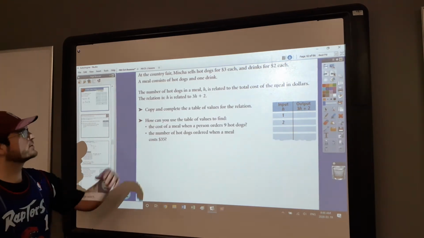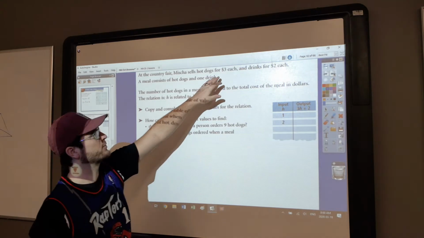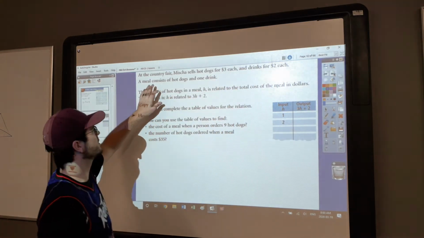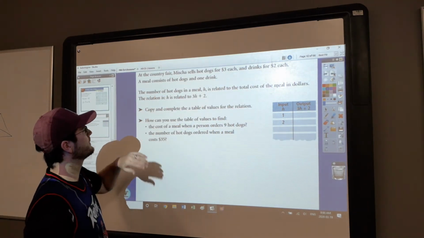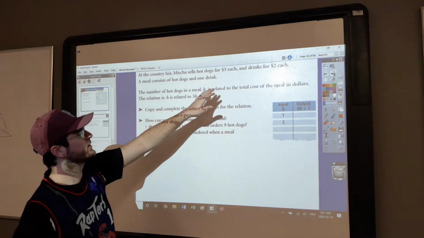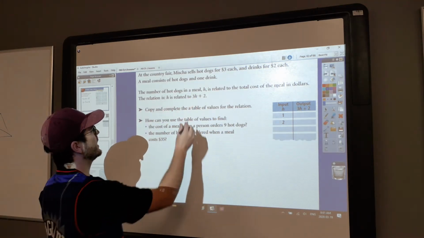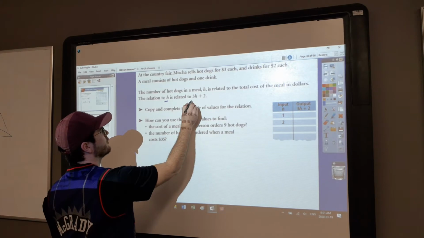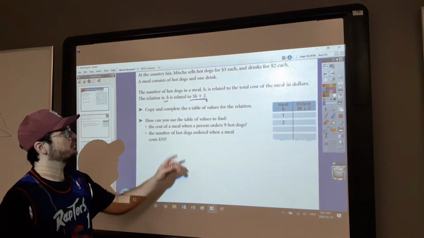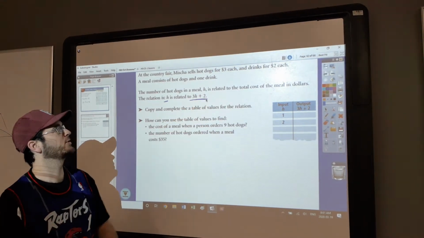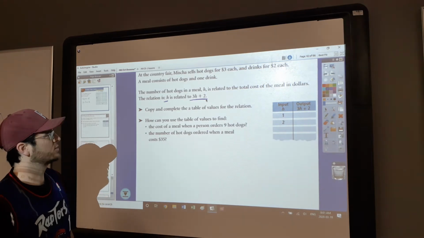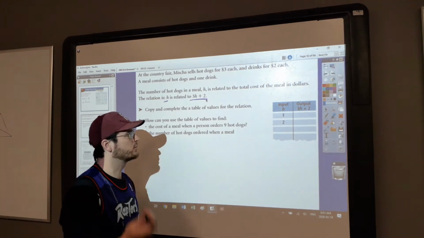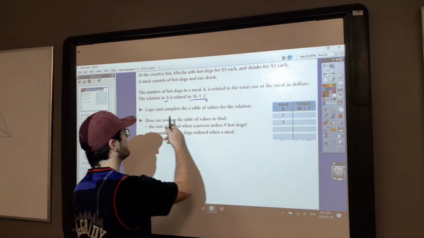Okay, here's the situation. Misha sells hot dogs for $3 each and drinks for $2 each. A meal is a hot dog and a drink. The number of hot dogs is related to the total cost of the meal. And so they actually tell us the equation. Now, normally you should be able to figure that out: $3 per hot dog plus 2 for the drink, right? But in this case, they actually give it to us. Completing the table of values is pretty straightforward.